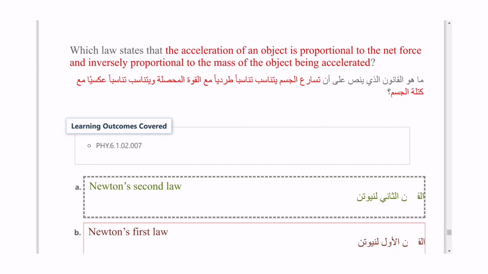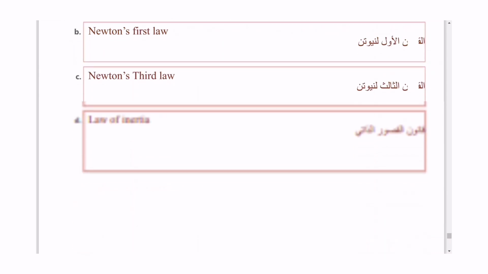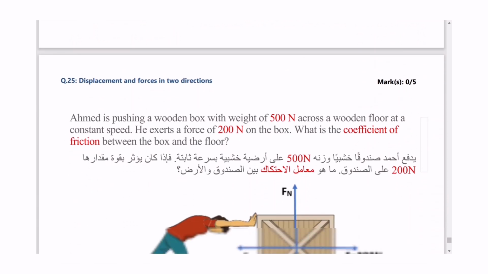Which law states that acceleration of an object is proportional to net force and inversely proportional to the mass of the object being accelerated? That is Newton's second law. Newton's second law states that acceleration is net force over mass, which means acceleration is directly proportional to net force and inversely proportional to the mass of the object.